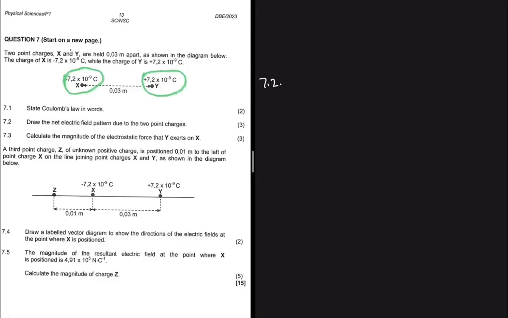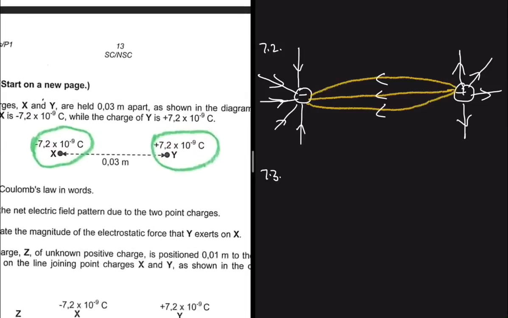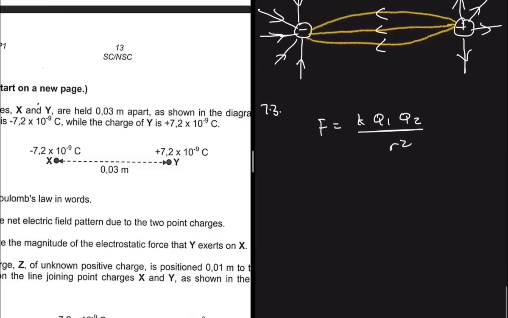We're supposed to draw the net electric field pattern due to the two point charges. And now 7.3, we need to calculate the magnitude of the electrostatic force that Y exerts on X. Right, so we have Y and X right there. So F equals K Q1 Q2 divided by R squared. So what is the value of K? K is a constant, right? So we have 9 times 10 to the power of 9.